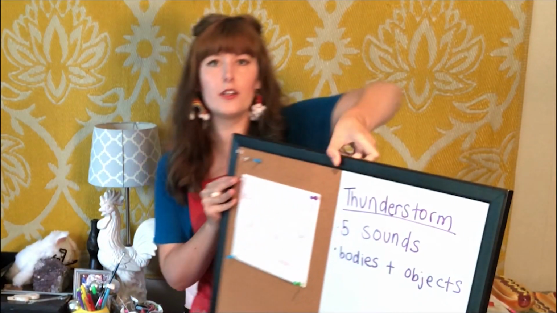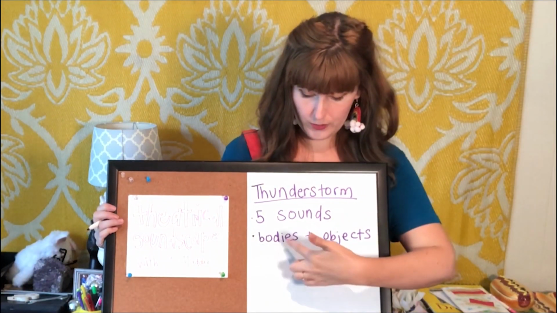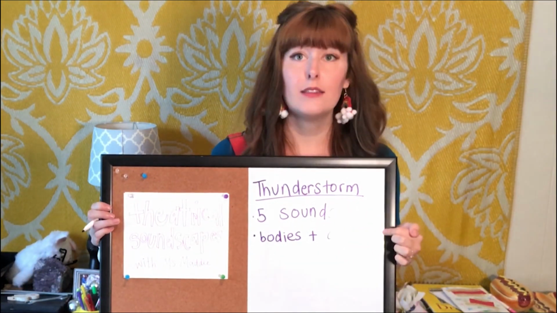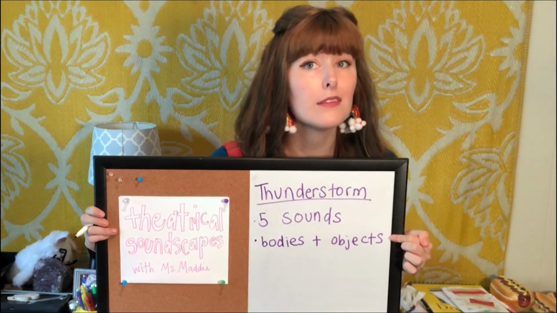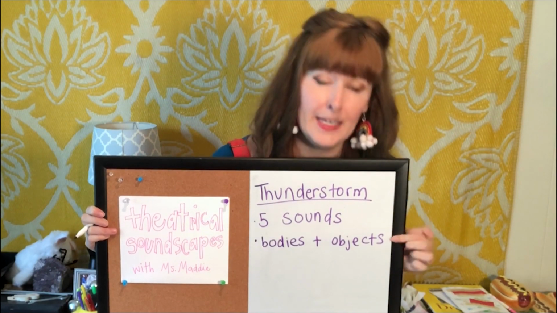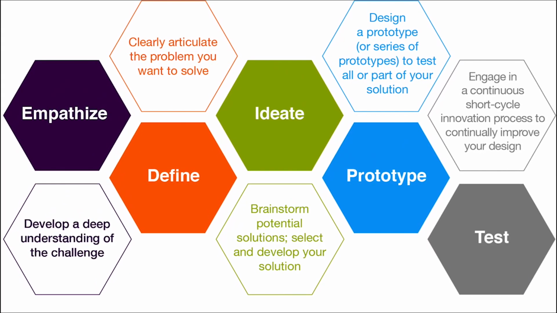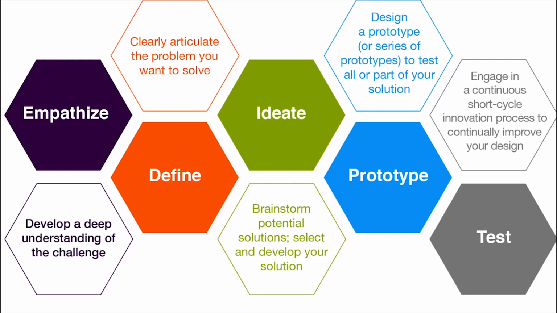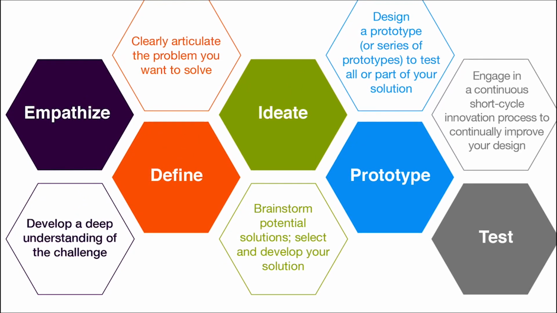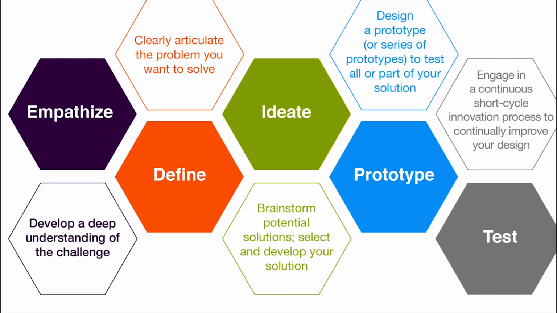All right, so we know we are making a thunderstorm. We need 5 different sounds, and we can only use our bodies or objects. We can't say words, and we can't find cool sounds on YouTube. Okay, now I think we're almost ready to get started. Let's look at step 3 here. Step 3 is the idea phase, so we are going to do some brainstorming. We are going to come up with some crazy cool ideas.